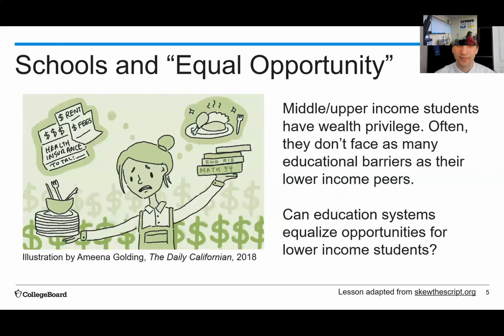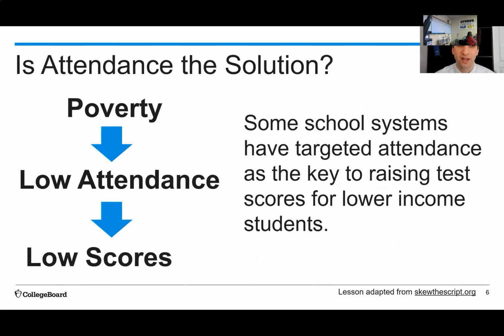So let's look at an example. And this is a context we talked about before. Middle and upper income students have wealth privilege, and often this means that they don't face as many educational barriers as their lower income peers. So many educational systems wonder if there's ways to equalize opportunities for low income students and make good on the promise that education in America is a way to equalize opportunities across boundaries.